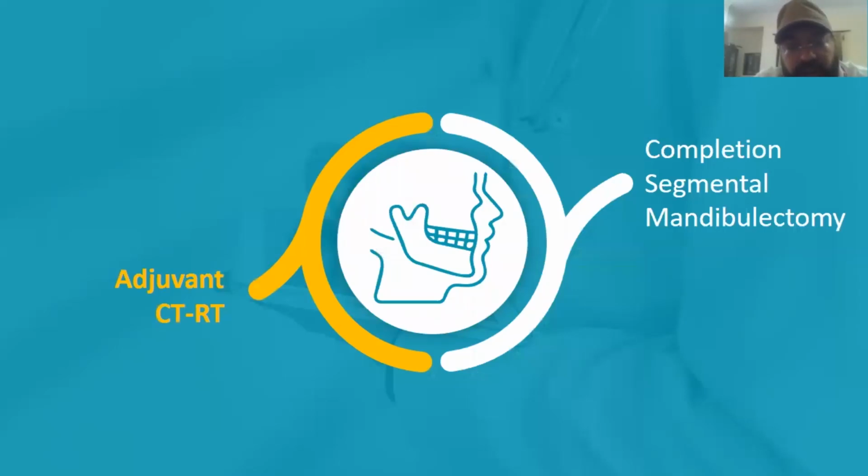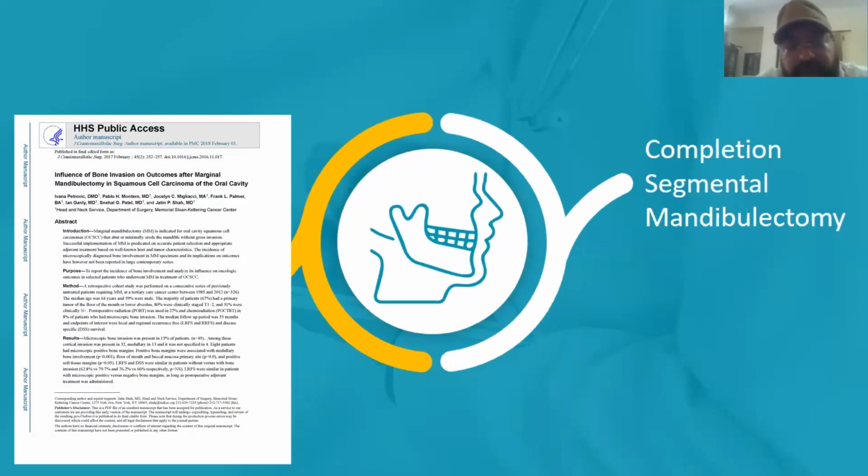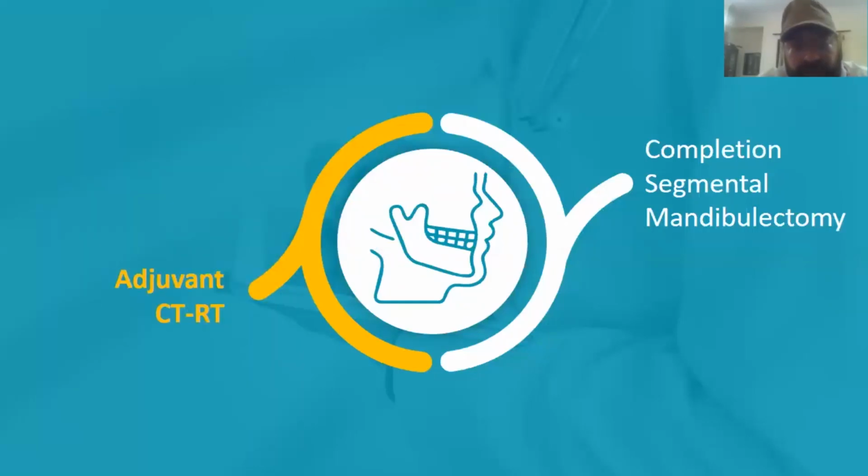So there's a lot of discussion in the literature regarding this. So I would just quote two things. One, there is a paper from Sloan Kettering which shows that if there is a microscopic disease involvement, in that case we can go ahead with the adjuvant radiation or chemoradiation. Then we don't need to go ahead and remove the residual part of the bone.